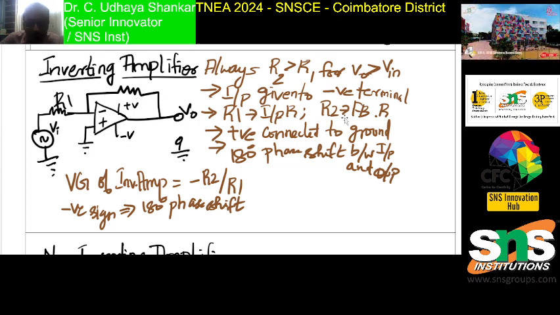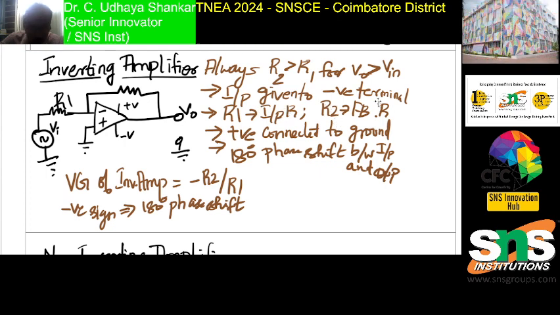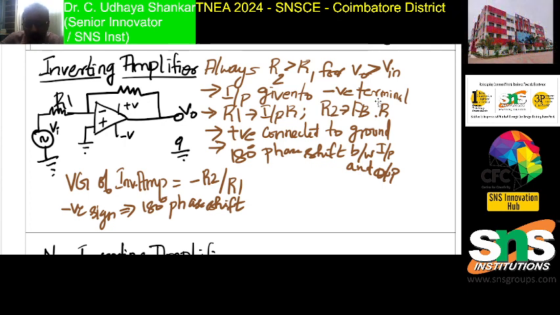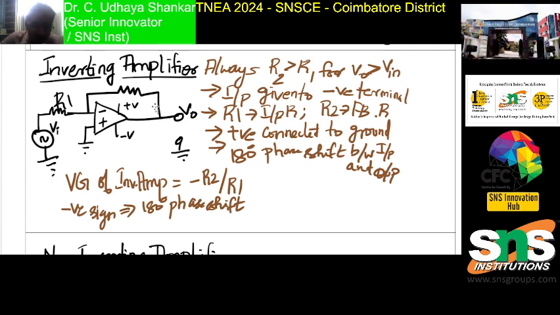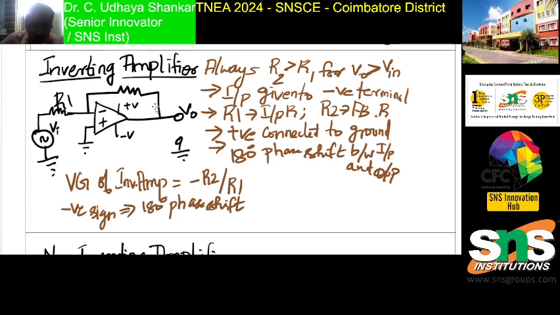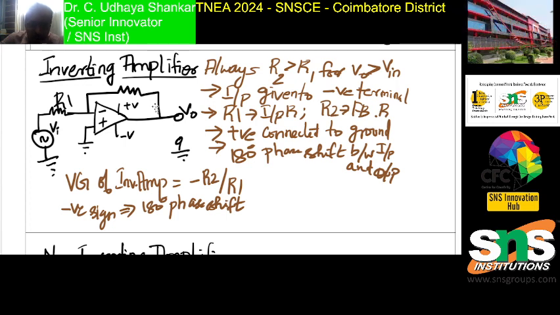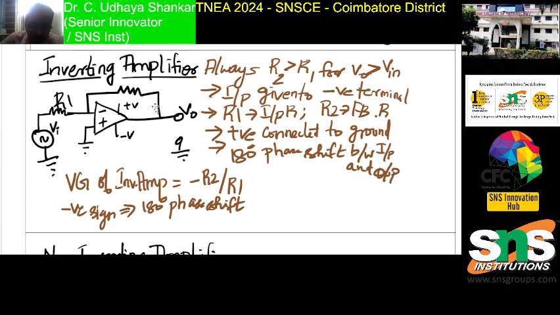When the input is given to the negative terminal, it is called the inverting amplifier. R1 is called the input resistance, whereas R2 is the feedback resistance. You can see that positive is connected to ground, and since this is an inverting amplifier, you will be getting the output phase shifted by 180 degrees. There will be a phase shift of 180 degrees between the input and output.